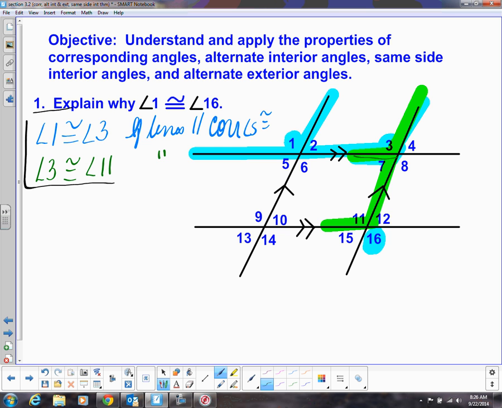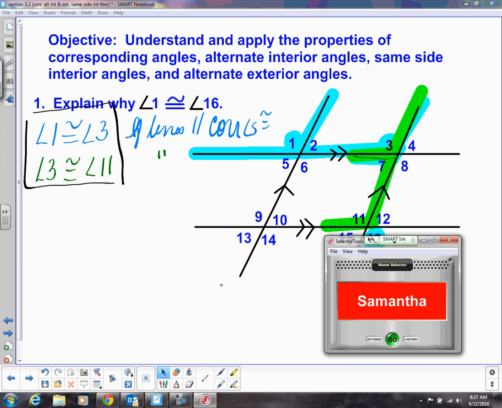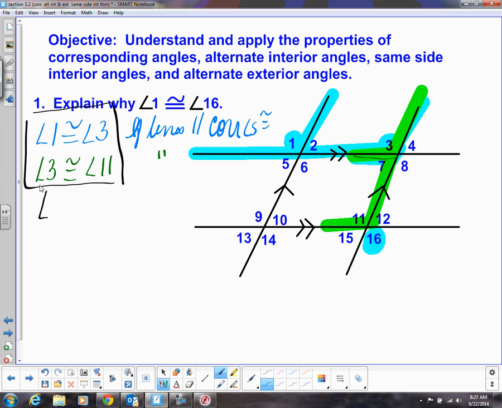All right, what can you tell me about this statement? 1 is congruent to 3, 3 is congruent to 11. What must be true? Wait a minute, Samantha? Angle 1 is congruent to angle 11. Why? Transitive. All right, so now we're at 11.